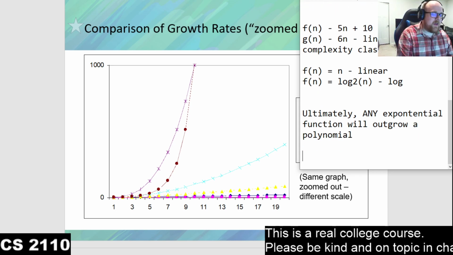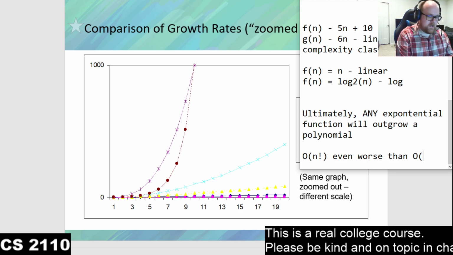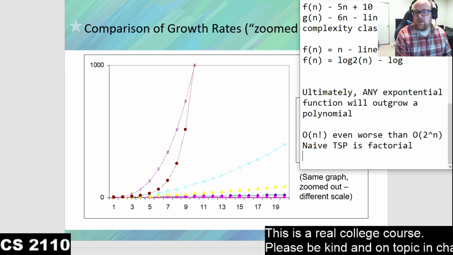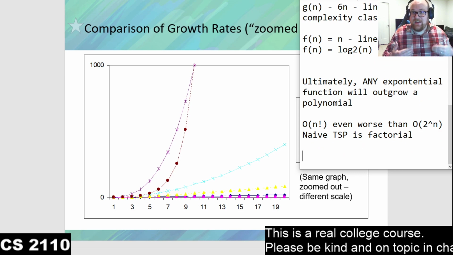Is there O of n factorial? So O of n factorial is actually even worse than O of 2 to the n. That is exponential. O of n factorial is even worse. Naive traveling salesperson, and you may have seen that. If you're not familiar, you can look up traveling salesperson, is factorial. And factorial is really, really bad. Hilariously bad.